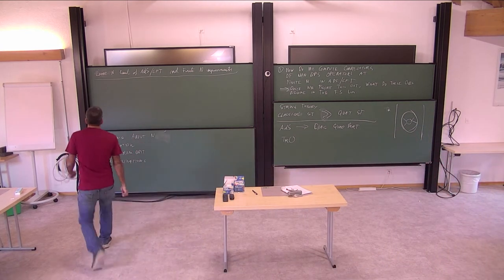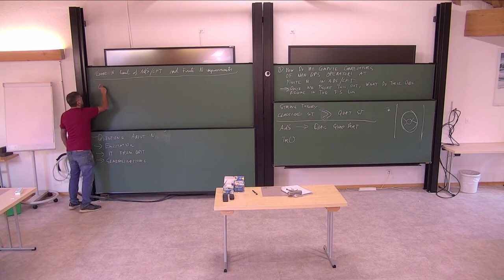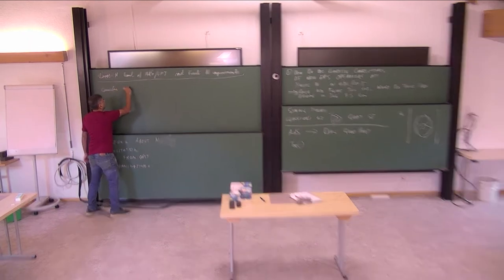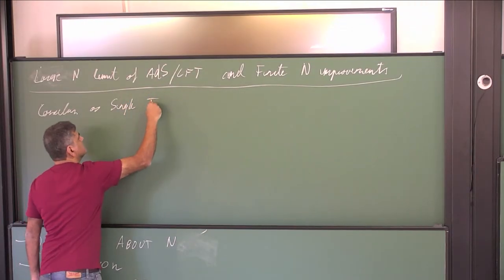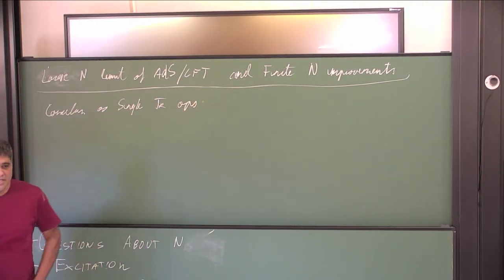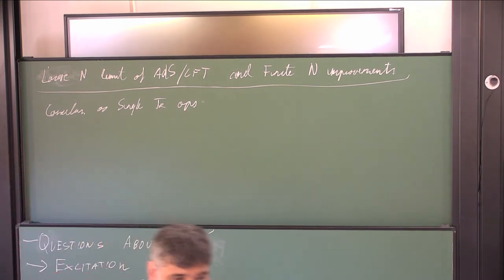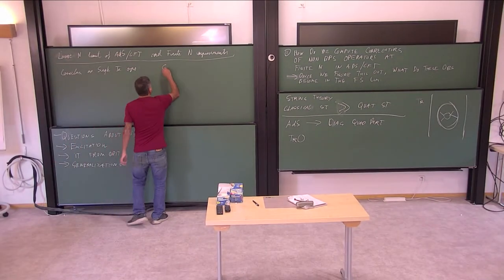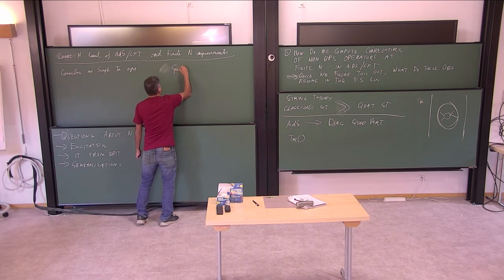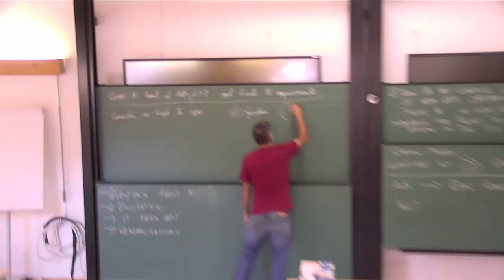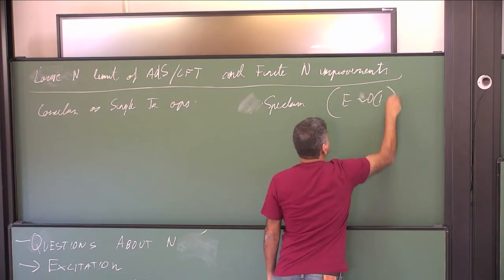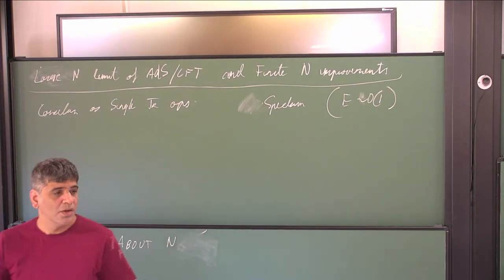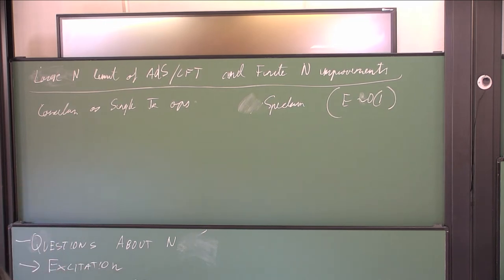So, for instance, if we want to compute the correlators of single trace operators, since the spectrum of single trace operators has a nice large n limit, this is a very well-posed question. Or if we want to compute the spectrum of the theory at energies of order one, whereas n goes to infinity, we expect that to have a good large n limit. So this is again a very good question.